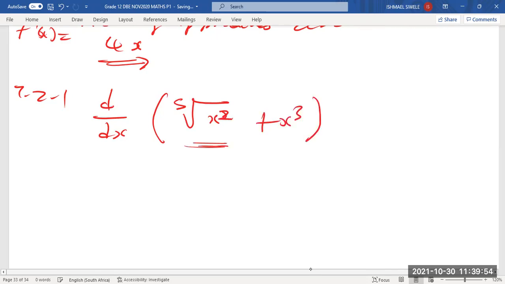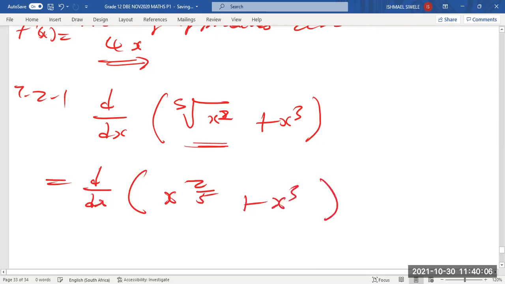So how are you going to go about working this out? You have to first write this in the exponential form, right? So you're going to have d over dx of x to the power 2 over 5 plus x cubed.